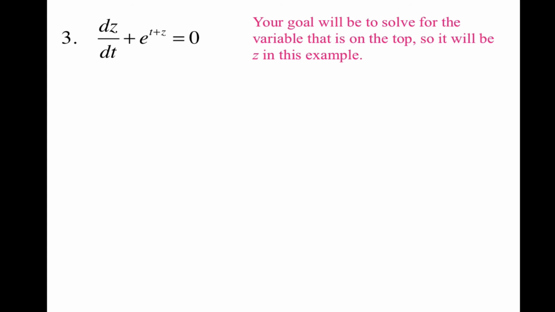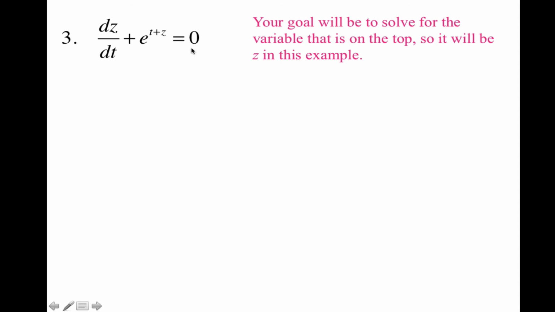All right, now this one, when the variables are not x and y, which variable goes on which side? Basically, your goal will be to solve for the variable that is on top of the derivative. In this case, it's going to be z, because in the previous ones we had dy dx, we solved for y. Now since we have dz dt, z's on top, I'm going to solve for z.